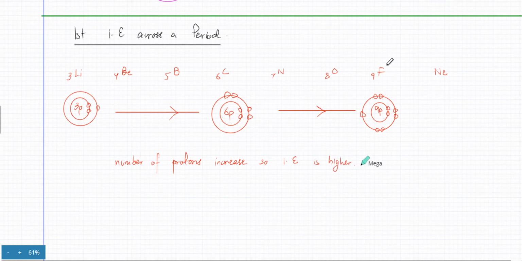And similarly, what happens to shielding? Shielding remains constant. Like the outer electron in each case, there's exactly just one shell. If you're trying to remove one electron from each of the atoms, there's exactly just one shell coming in the way between the nucleus and the outer electron. So the shielding is constant, so that's not really a factor. Same number of shells.